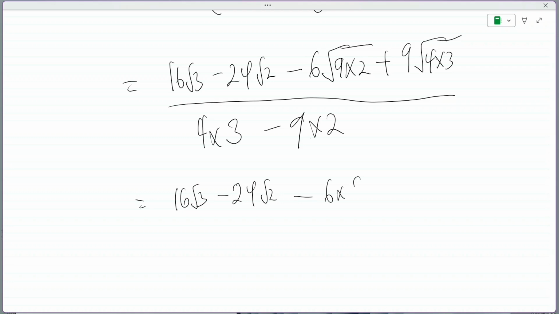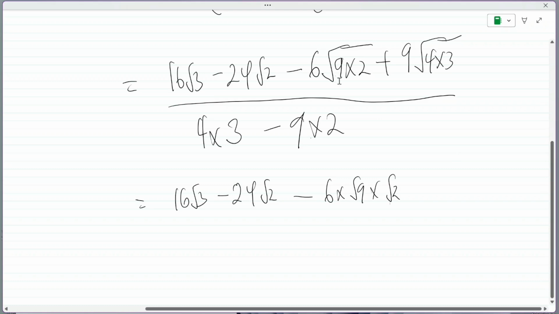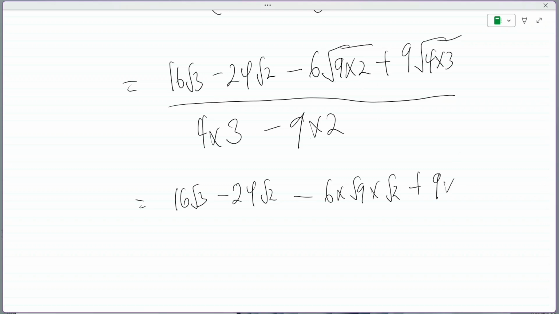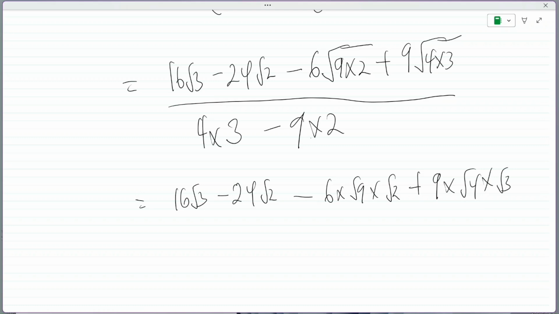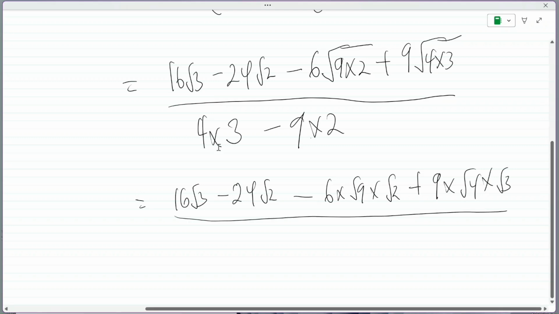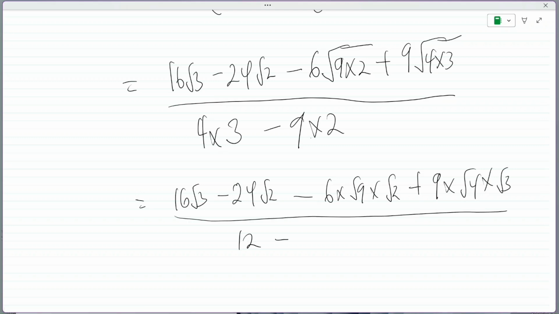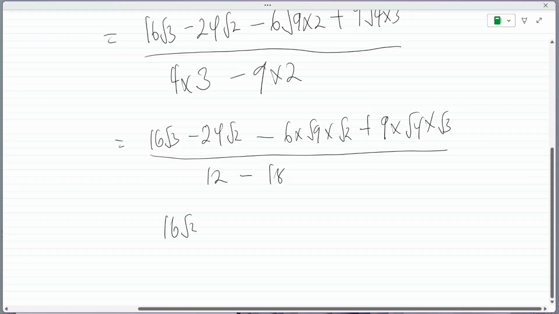Then you can have times root 9 times root 2. You can give the 9 its separate square root and the 2 its separate square root, plus 9 times root 4. The 9 is linked to this by times, so you join it by times, then 4 gets its separate square root and 3 gets its separate square root, over 4 times 3, that's 12, minus 9 times 2, that's 18. You have 16 root 3 minus 24 root 2.